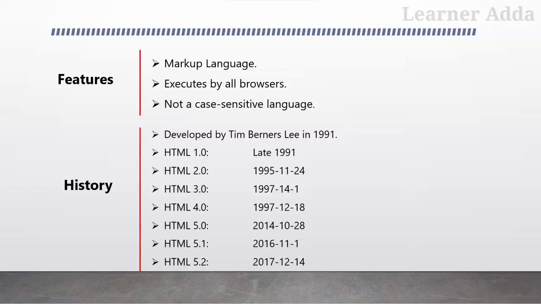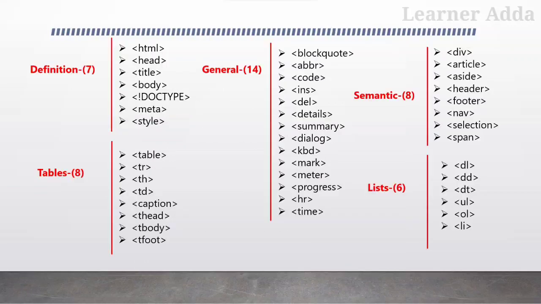What are the important tags of HTML that we are going to learn in this course? The definition tags are 7, that is HTML, head, body, etc. Table tags are 8, including table, tr, th, td, thead, tfoot, etc. General tags are 14, that is blockquote, abbr, code, etc. Semantic tags are 8, that is div, aside, header, footer, etc. List tags are 6, including dl, dd, dt, ul, ol, etc.